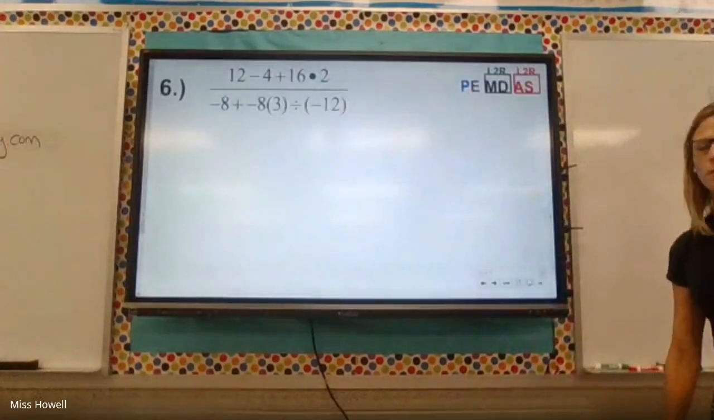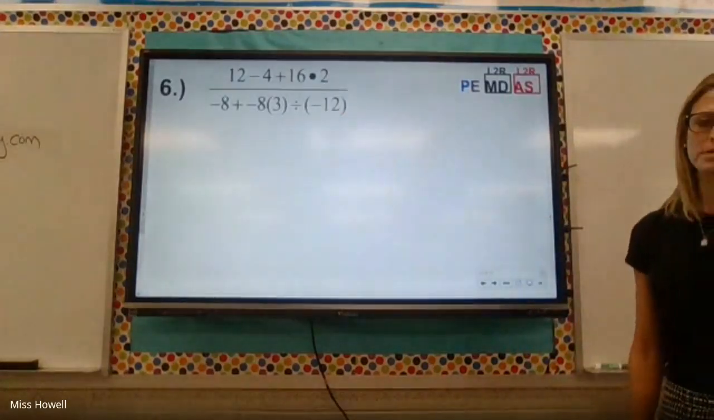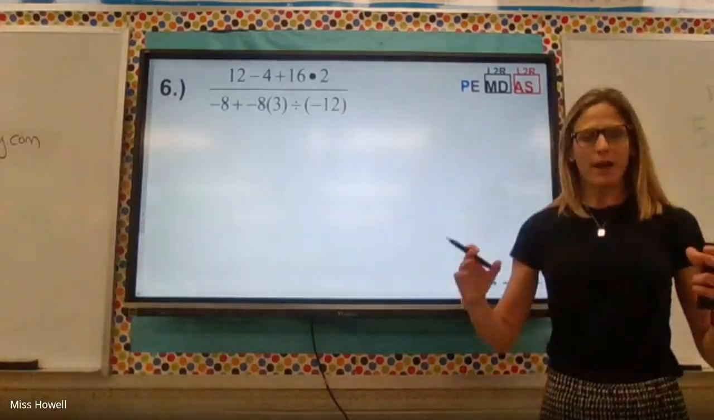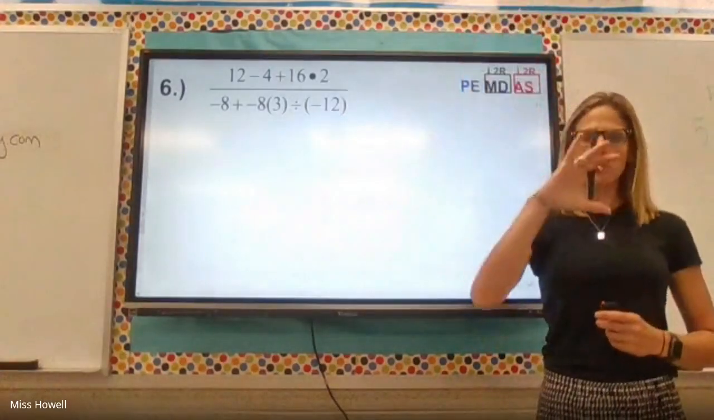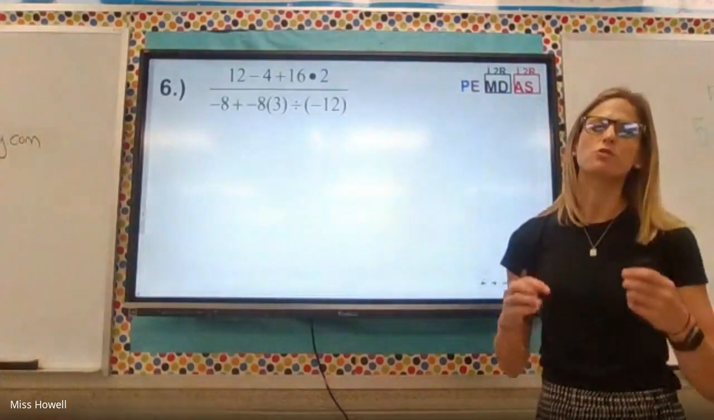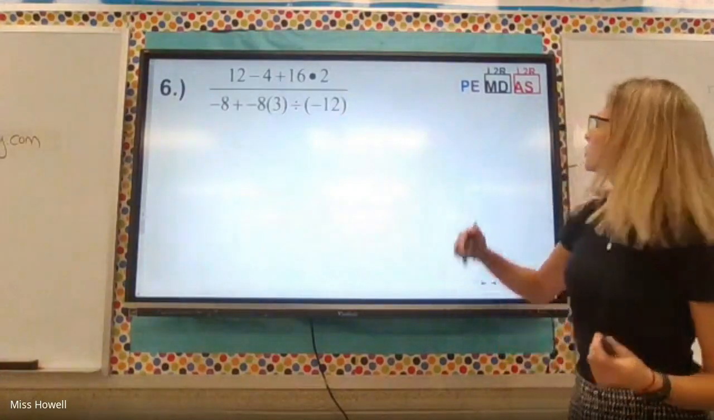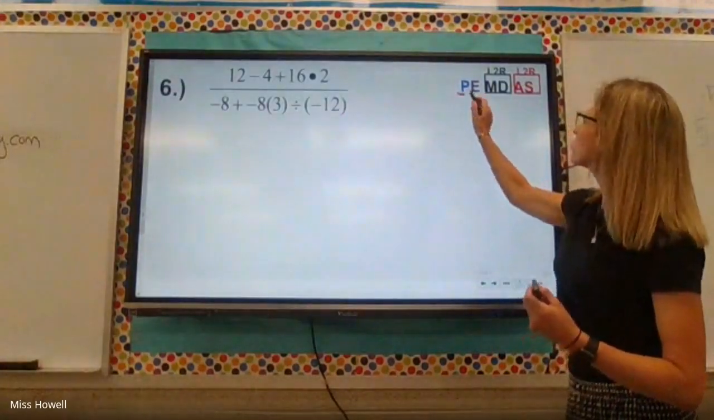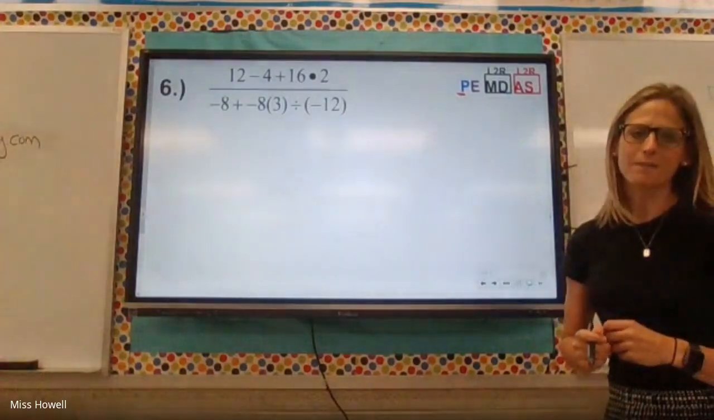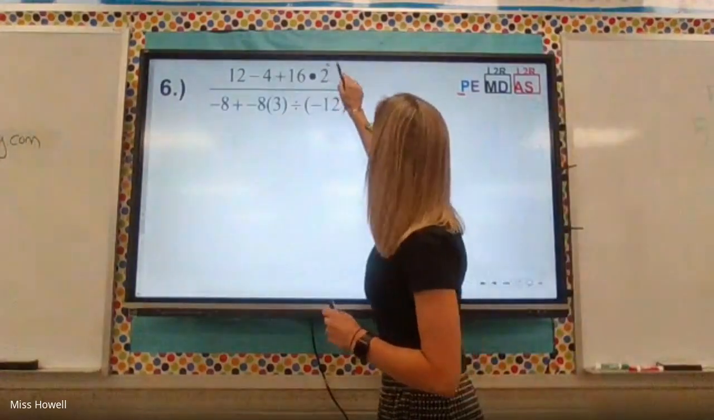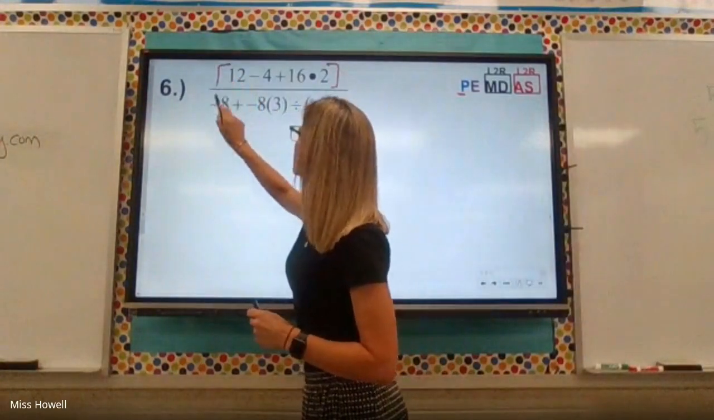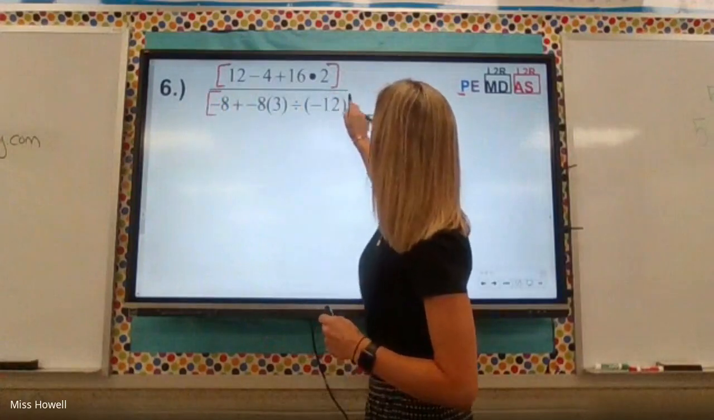One more. I want to look at one more fraction problem because I know these are the tricky ones. When you have one big fraction where there's work to do on the top, work to do on the bottom, the first thing you have to do is group the top and the bottom. You need to create a grouping so that you attack the top and the bottom first. So I'm going to use brackets again like I did yesterday, but you can use parentheses or curly braces.